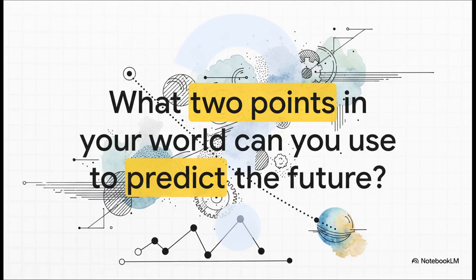And that really brings us to our final thought. We've seen that this isn't just about x and y on a page. It's a real tool for prediction. So I'm going to leave you with this question. Now that you have this power, what 2 points in your world could you use to start predicting the future?